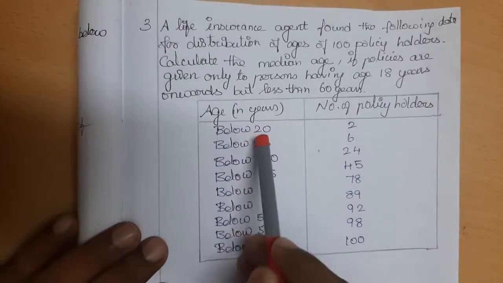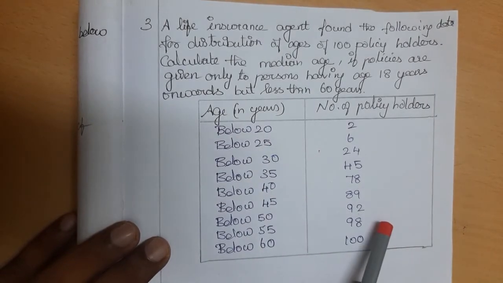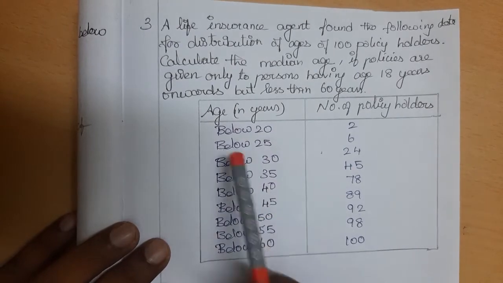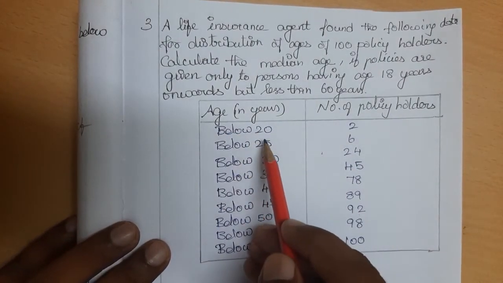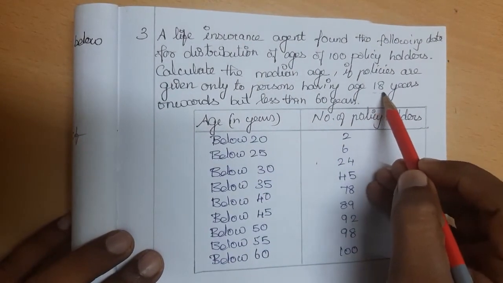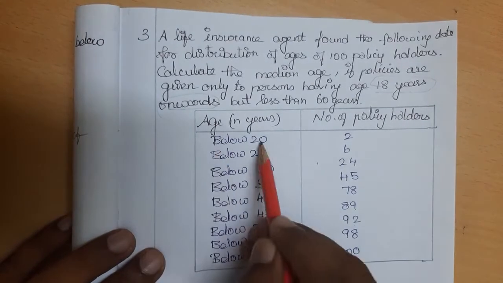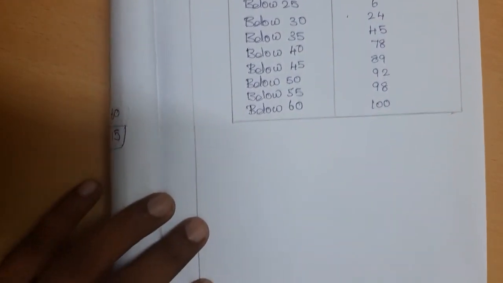Easy. It is given below 20, 25, 30, 35, 40, 45. So we can check the class interval as a 5 interval, but the first one will not be 15 to 25, because it is given that the age is 18. The minimum age is 18 years onwards, right? So it will be 18. So we have to draw the table.